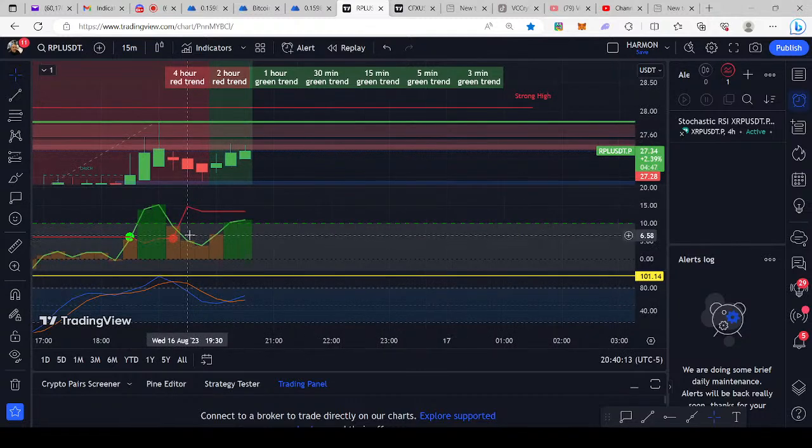Now the thing here is I just got a green trend on the 15 plus my 3 minute is still green, right? So I have a red moon, green trend. This could possibly give me one more green moon on the 15, which could spike me back up to my set 27.83, right? That's what I'm looking for.